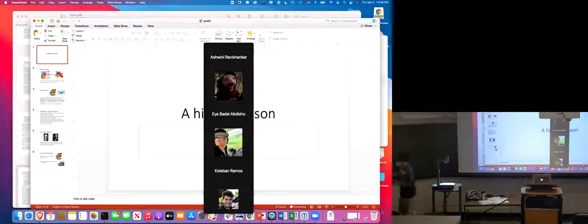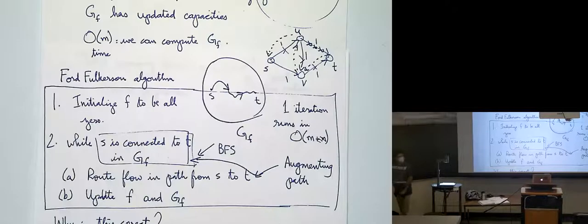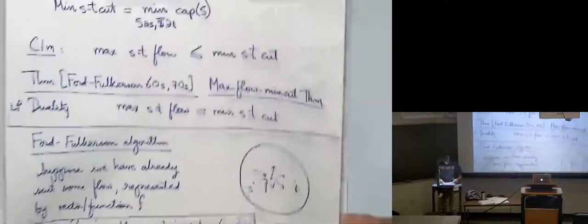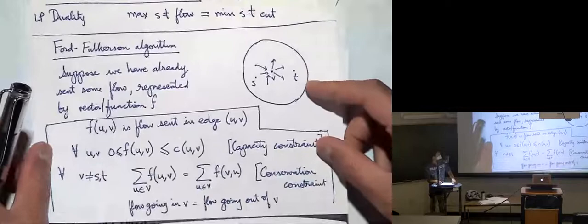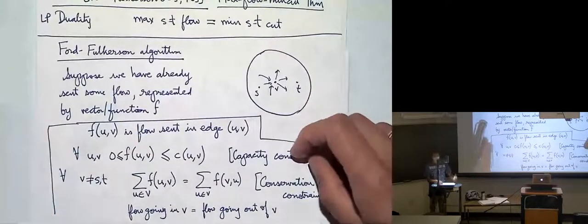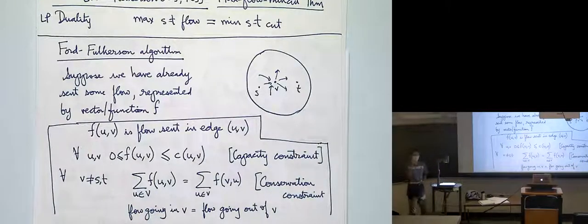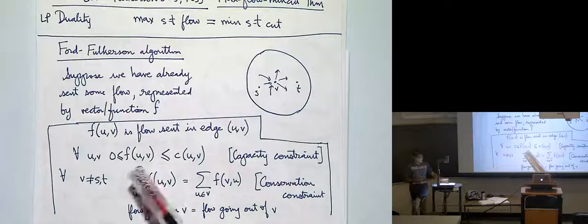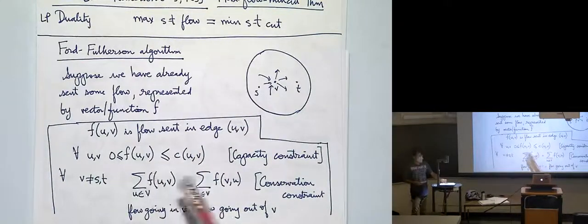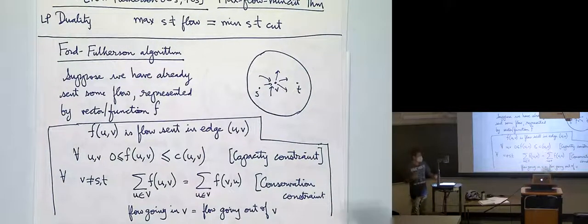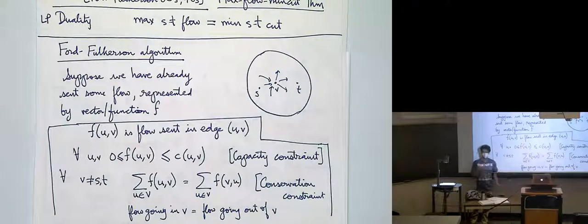Before that, we switch back to the document camera for a second, and go back to this. So what is the flow? For each edge, think of it as a variable, f_uv, which satisfies these constraints. First is capacity: it's non-negative and at most the capacity. The sum of flow going into a vertex is equal to the sum of flow going out. Any set of values f that satisfies these constraints is a valid flow.